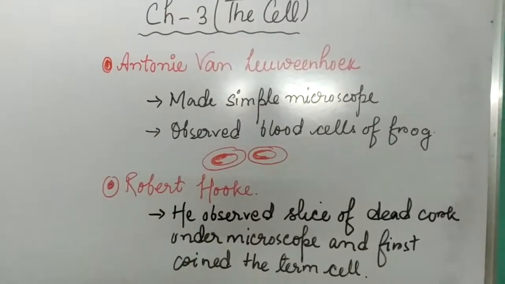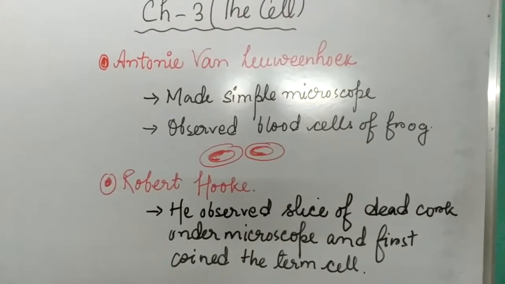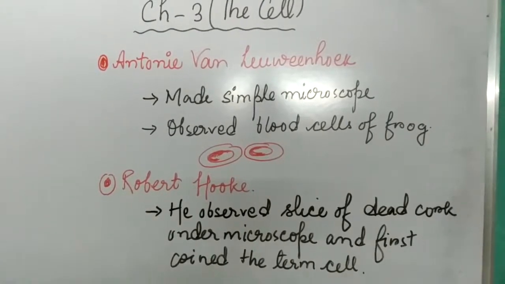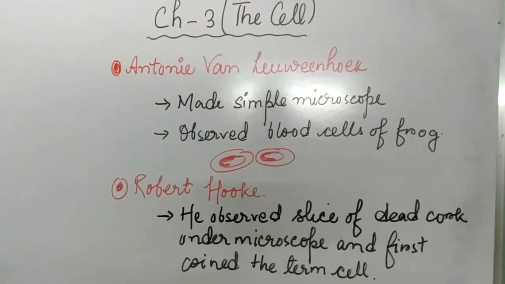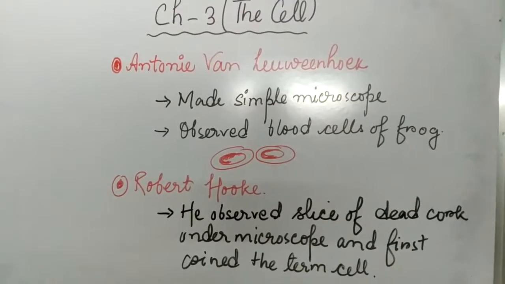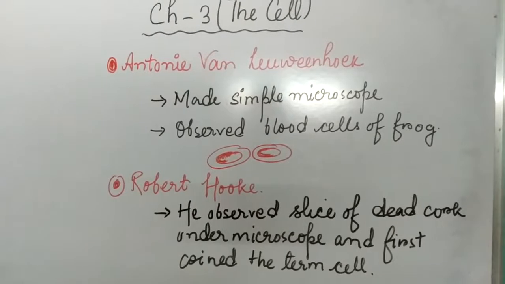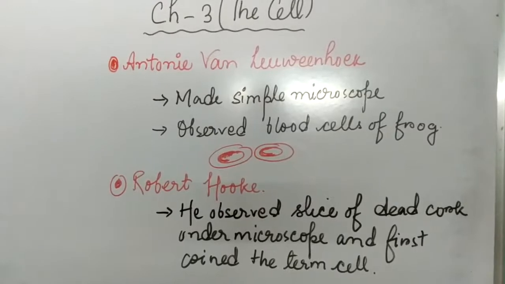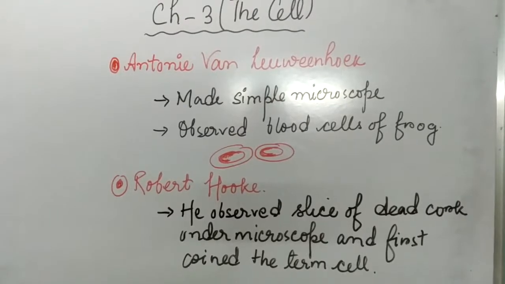Now let us learn about two scientists. One is Antony van Leeuwenhoek, another is Robert Hooke. Now Antony van Leeuwenhoek was the first to make a simple microscope using a biconvex lens. Biconvex lens, like you see in a magnifying glass, which you use in your home, or you can buy from a shop. With that particular lens, he first made the simple microscope and observed the blood cell of a frog.